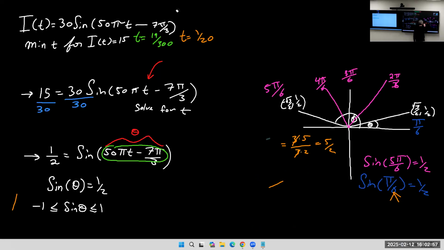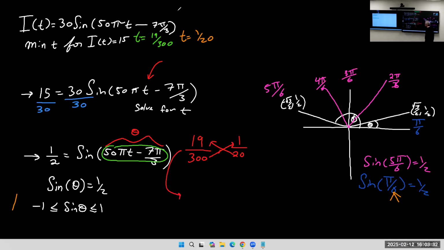The question asks, what's the minimum value? I've got two that I'm thinking about: 19/300 and 1/20. If you're having trouble knowing which one is the bigger one without using a calculator, here's a trick for you. You can cross multiply and then look at them. There's a theorem that says if you do this, we'll be able to find which one is the bigger one and which one is the smaller one.